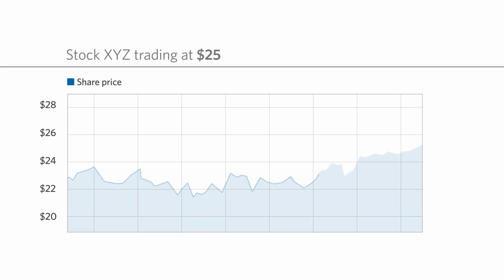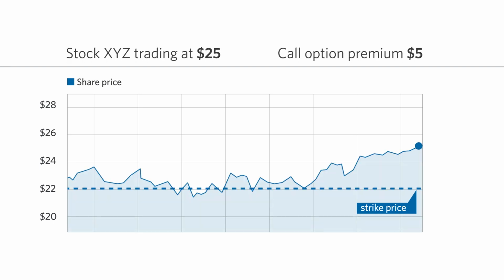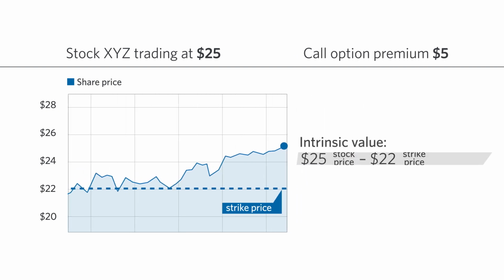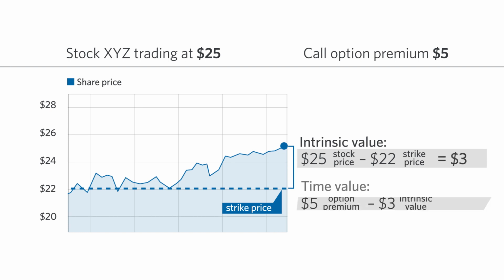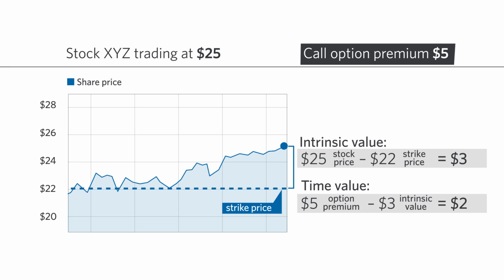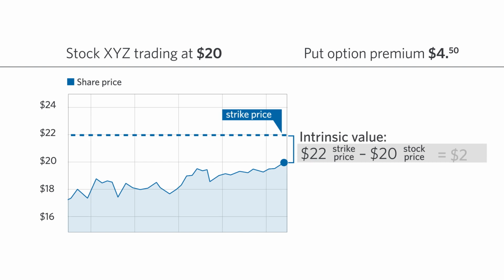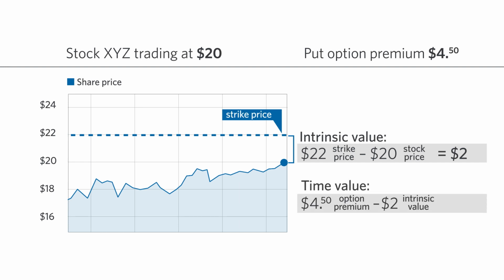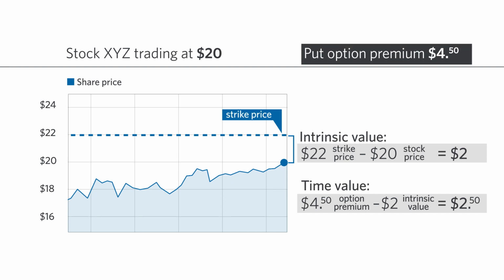Here is an example of the components of a call option premium. XYZ stock is trading at $25 and the $22 strike call option can be purchased for $5. Doing some quick math, we know the intrinsic value is $3, so the time value must be $2 to add up to the $5 option premium. For our put option example, we get the intrinsic value of $2 by subtracting the stock price of $20 from the strike of $22. This means the remaining time value on the contract is $2.50, which adds up to our option premium of $4.50.